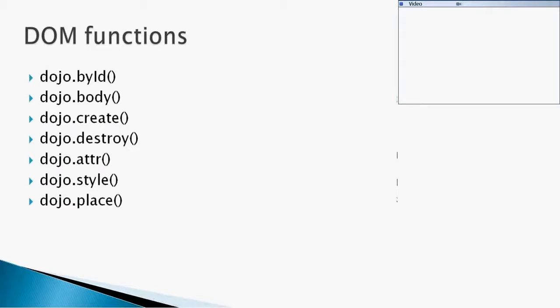So these are basic DOM functions. dojo.byId, where you can quickly fetch any element using its ID. dojo.body will return you the document body, whether it's an iframe or the main page, it will return the current context body. dojo.create allows you to create an element, and destroy removes any element. dojo.attr is very handy. It allows you to change multiple attributes at a single time. dojo.style allows you to change the style properties. dojo.place allows you to add any new or existing element anywhere inside the DOM.